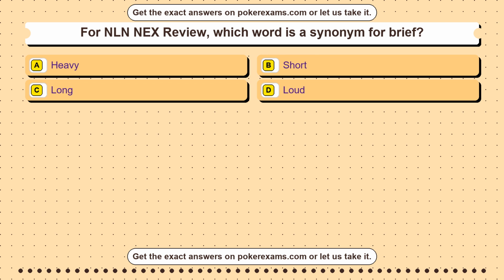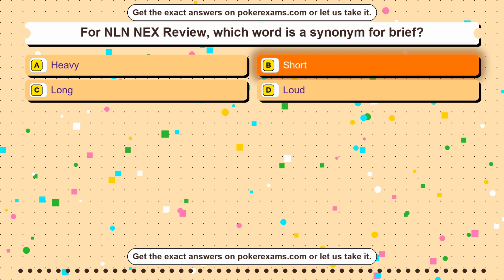Question 32. For GED reading practice test, which formula finds the area of a rectangle? Option A pi r superscript 2. Option B length times width. Option C 2 times length plus width. Option D base times height divided by 2. The correct answer is option B.